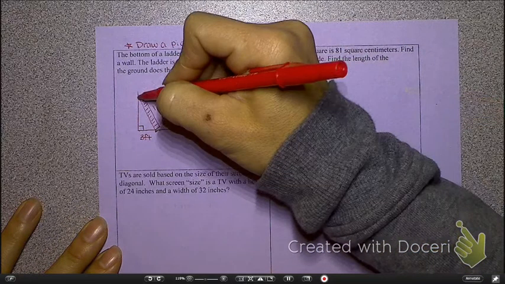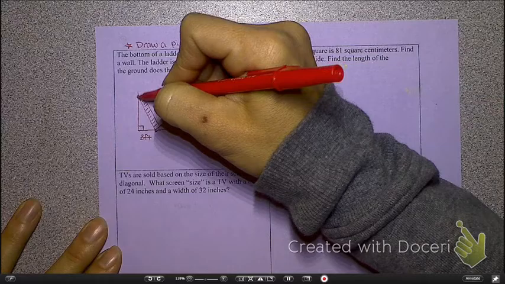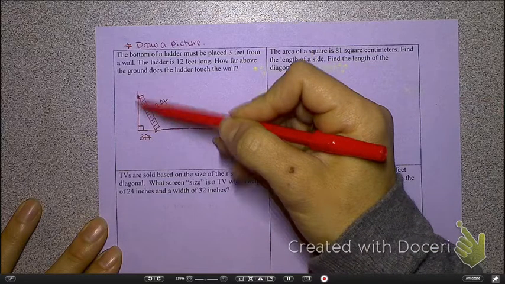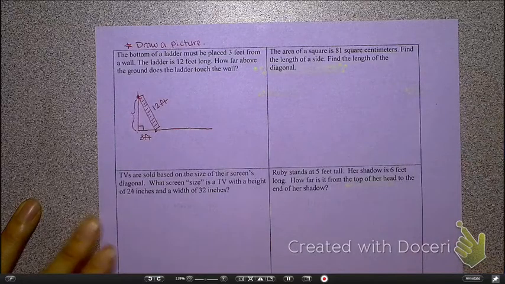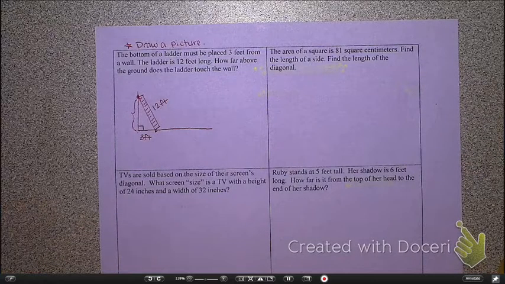So this is where the ladder touches the wall, right? So it's wanting to know how far above the ground is this. So it wants to know what is this distance here, right? Okay, but that's a missing side. Is that a missing hypotenuse or a missing leg?